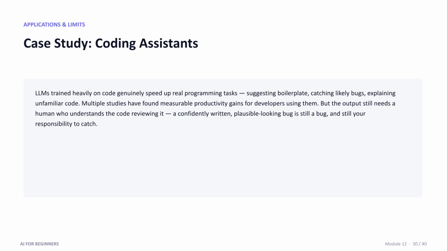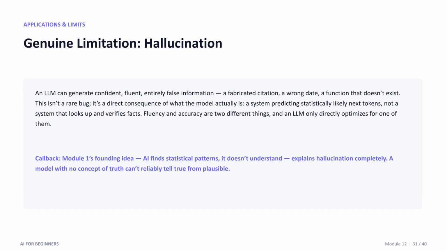A great case study is coding assistants. LLMs can speed up development by suggesting code, but human oversight remains critical, as models can still produce incorrect logic that looks perfectly correct. One significant limitation is hallucination. Models can generate confident, fluent, but entirely false information. This happens because they optimize for statistical probability, not for verifying facts.